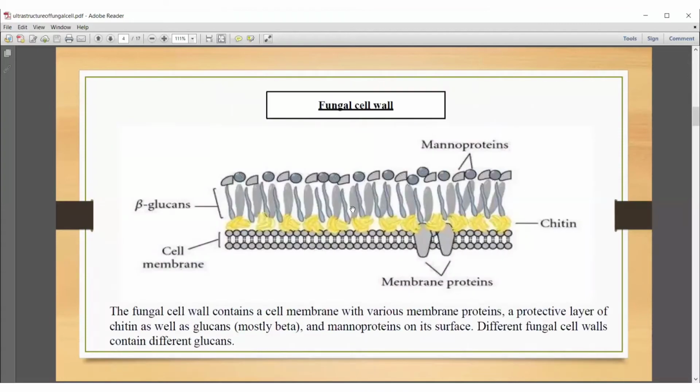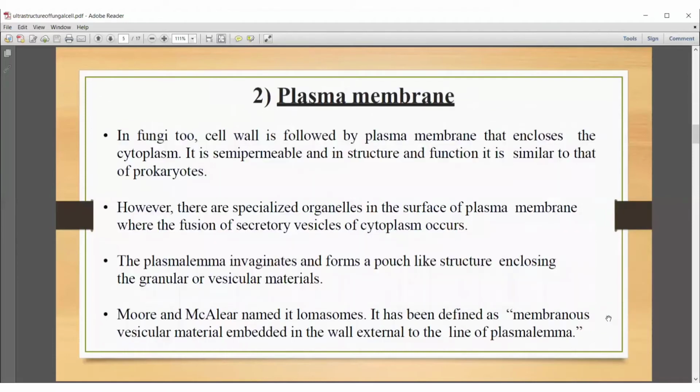Here we can see the ultrastructure of the fungal cell wall. The fungal cell wall contains a cell membrane with various membrane proteins. After the cell wall comes the cell membrane. It contains various proteins, monoproteins, chitin, membrane protein. It is a structure of double layer cell membrane, with a protective layer of chitin as well as glycan monomers on its surface. Different fungal cells contain different types of glycan.